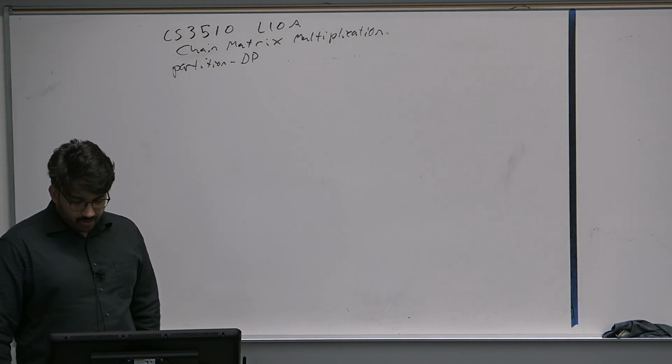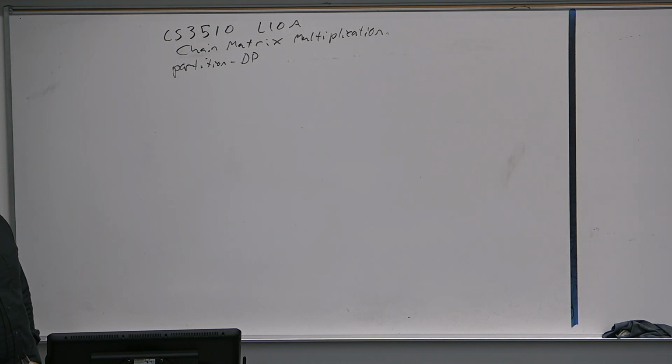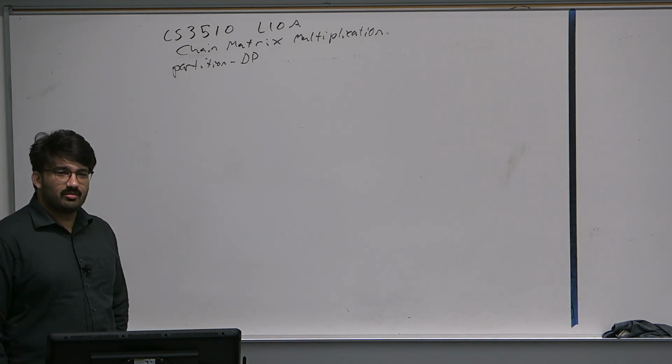So it's called chain matrix multiplication, but we're not concerned at all with matrix multiplication. We talked previously about the runtime of matrix multiplication. This is actually a question about associativity.